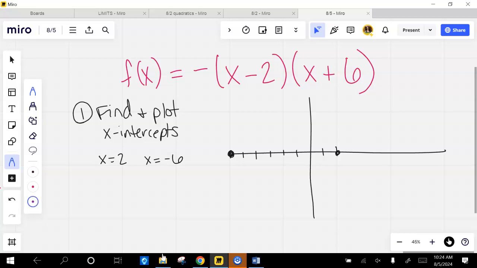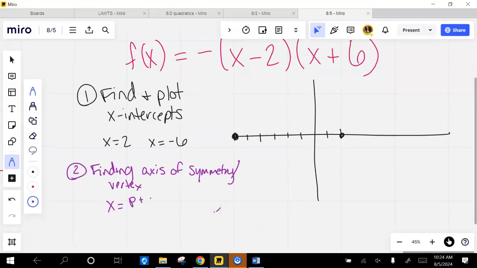What do you think I should do now? Average them together. So what I'm really doing is finding the axis of symmetry, which will also give me the vertex whenever I plug it in. To do that, I'm going to add the two together and divide by 2. It's actually p plus q divided by 2. Make sure it's opposite signs, right? If it's in parentheses, it's opposite signs. So I've got 2 plus -6 divided by 2, -2.